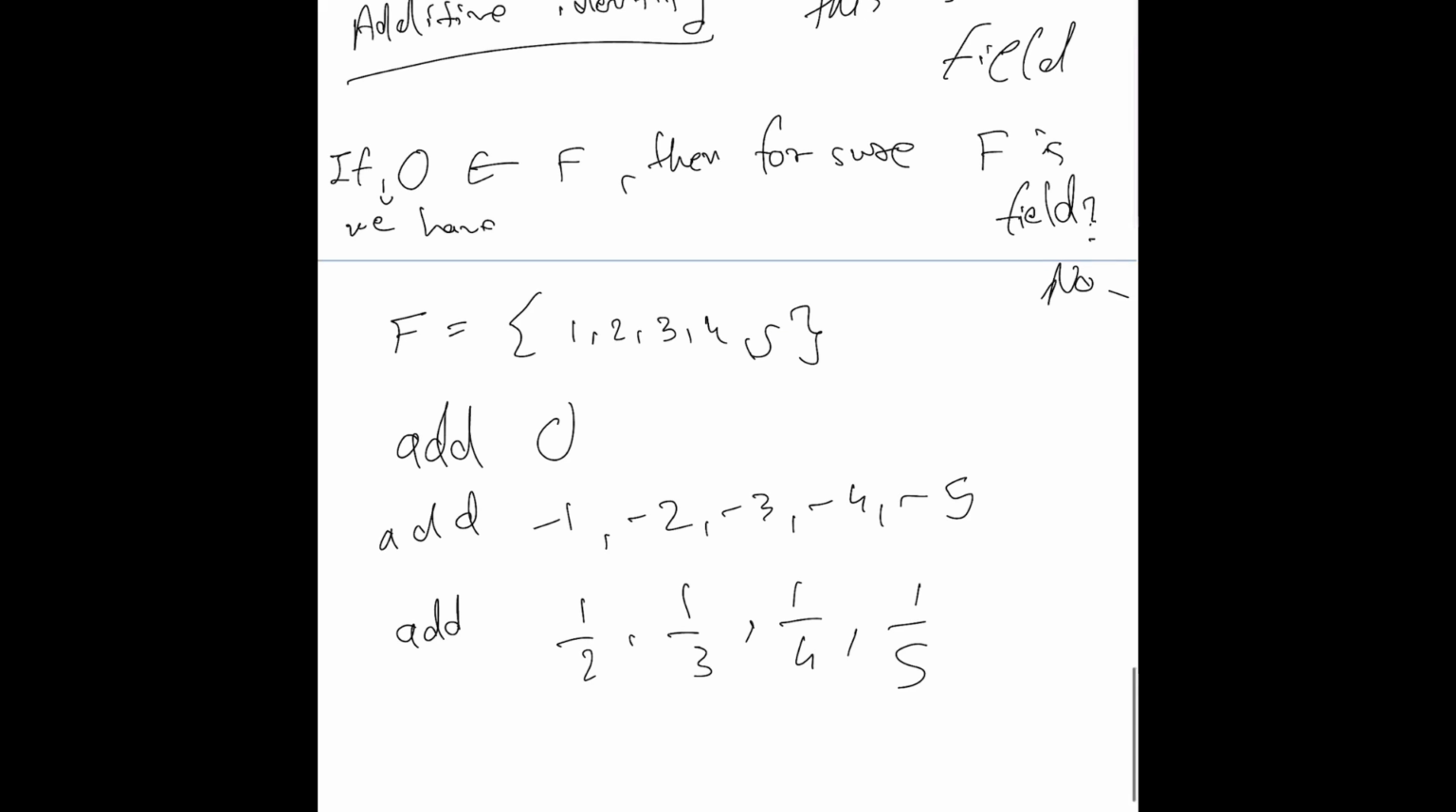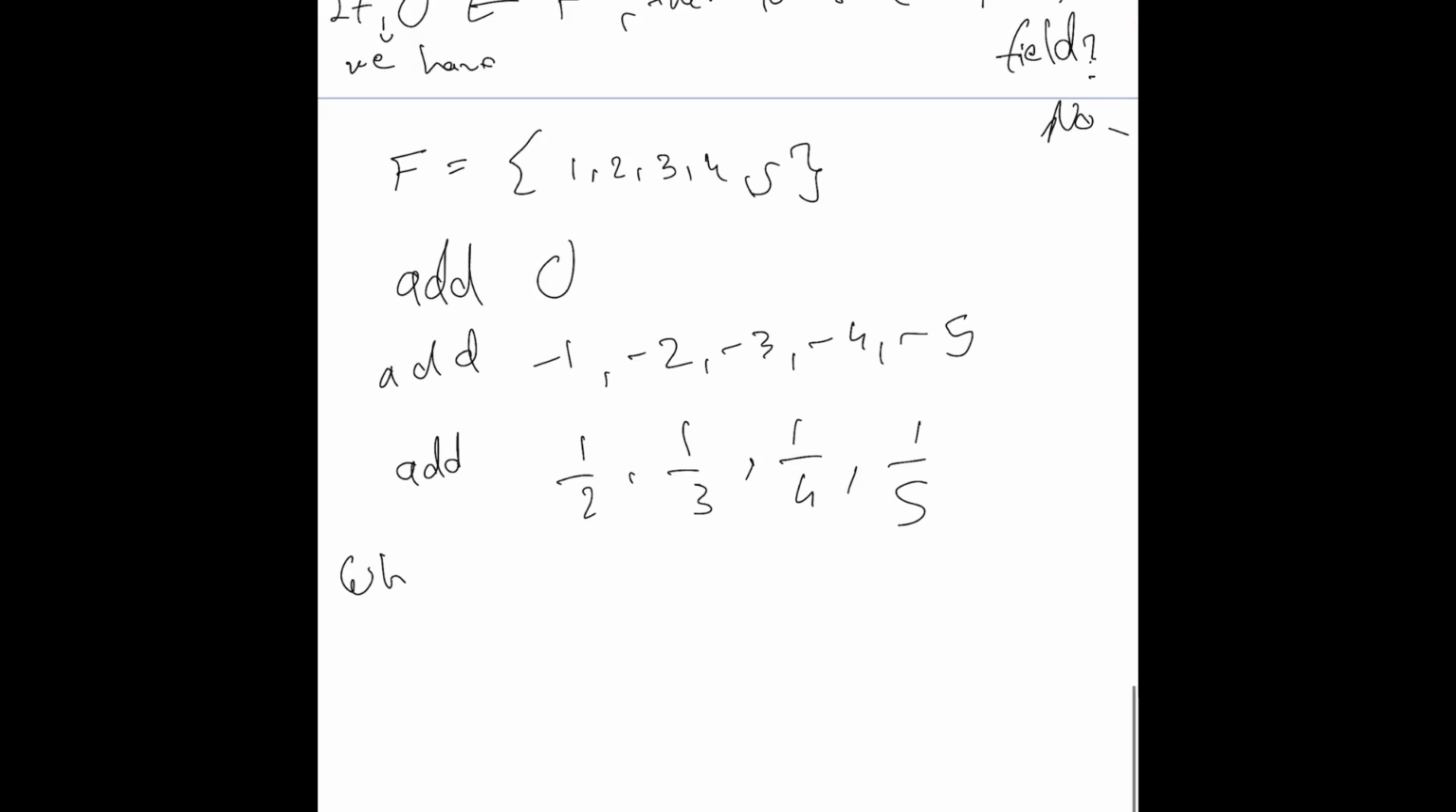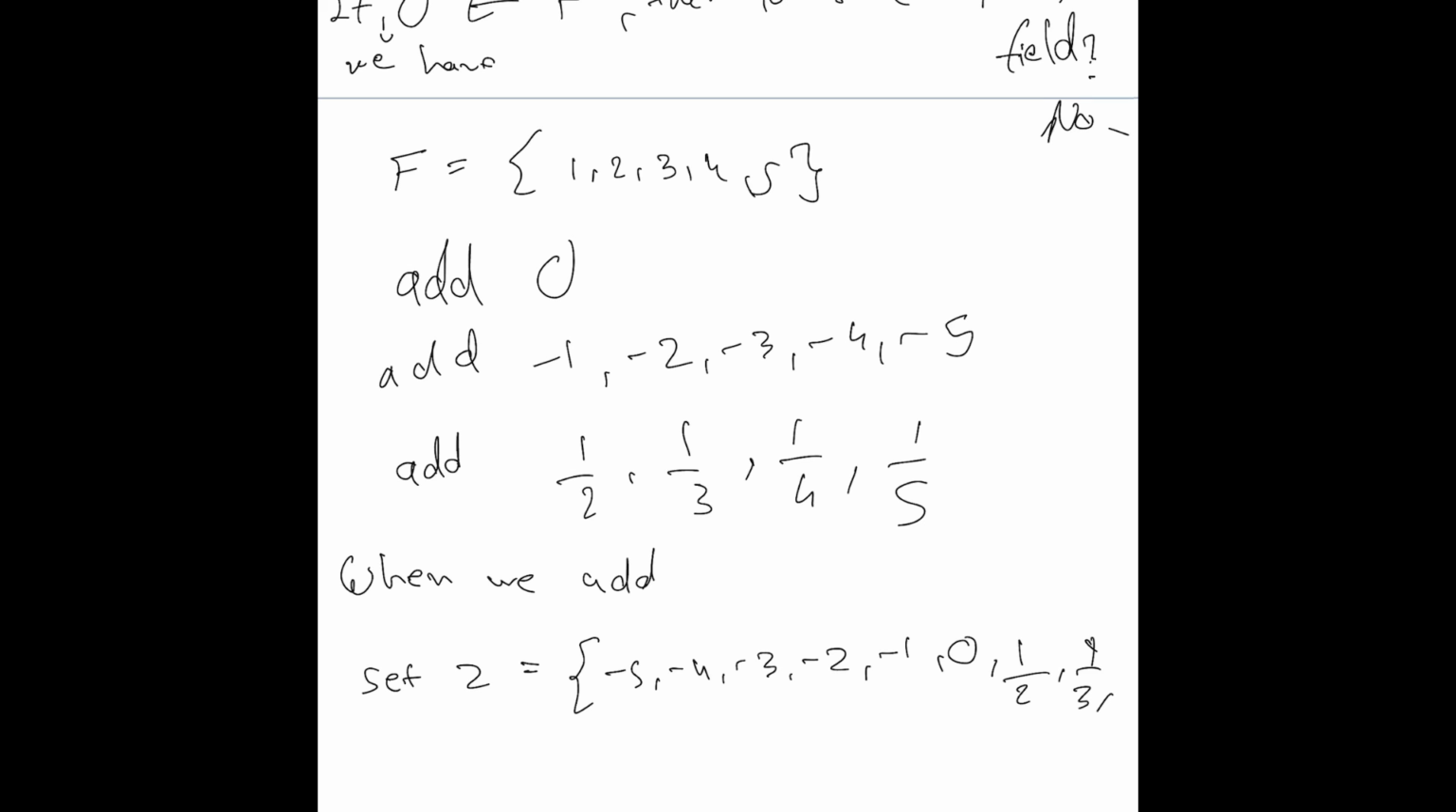So when we add all this, let's assume we have the set Z: minus 5, minus 4, minus 3, minus 2, minus 1, 0, 1. With 0 we will go with sending all. So 0, 1 by 2, 1 by 3, 1 by 4, 1 by 5, 1, 2, 3, 4, 5. Yeah, this set Z is a field.